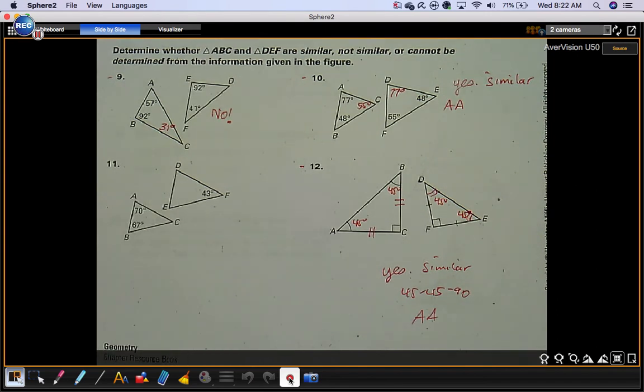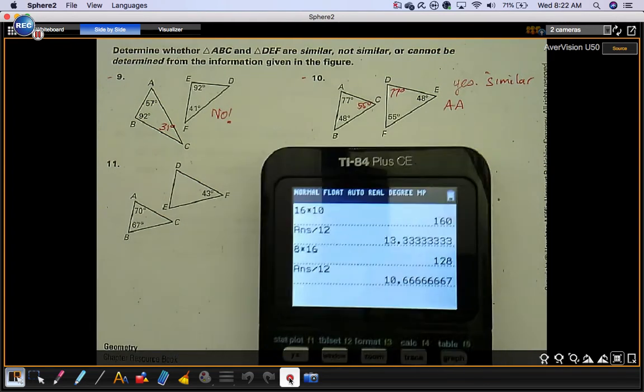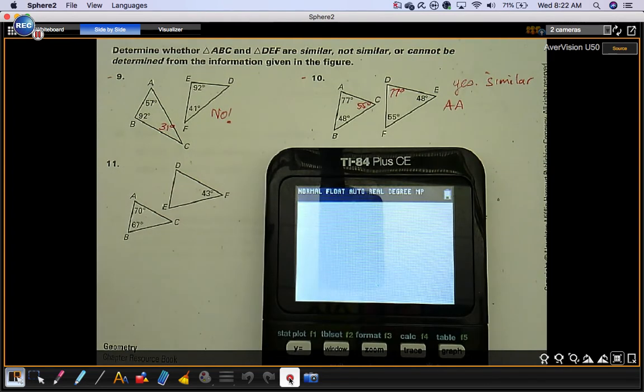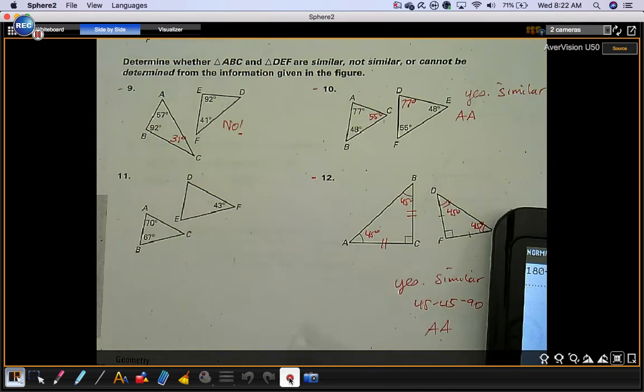Now, this number 11, maybe we'll do this one as well. We're going to figure out the missing measure of this triangle. So let's figure out what angle C is. We'll do 180, and we'll subtract 70, and we'll subtract 67. And you're going to end up with 43.